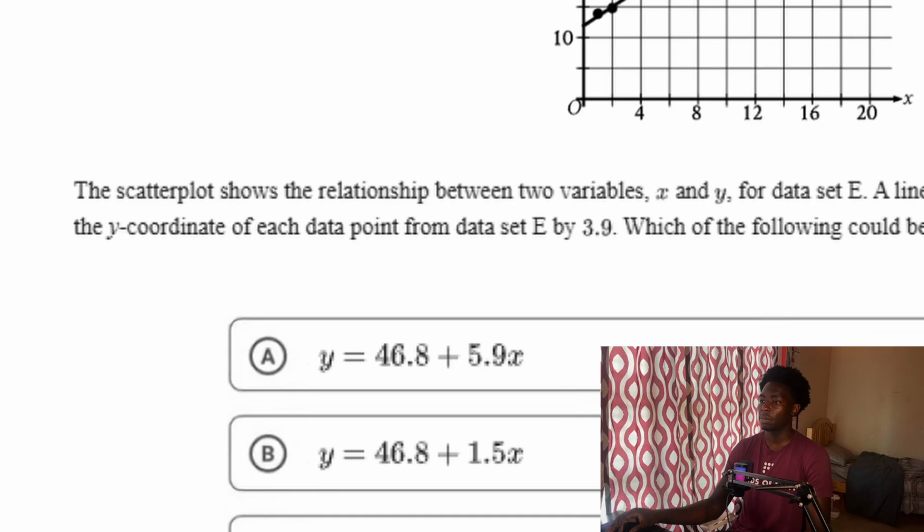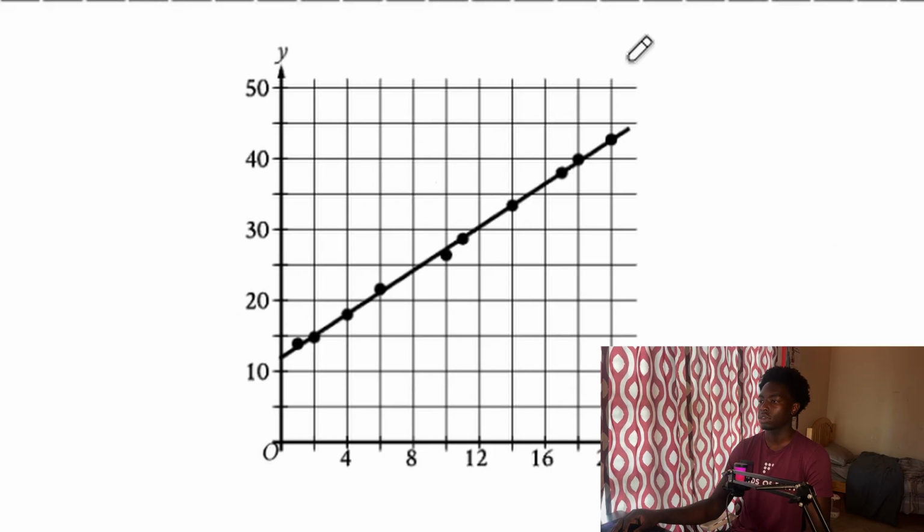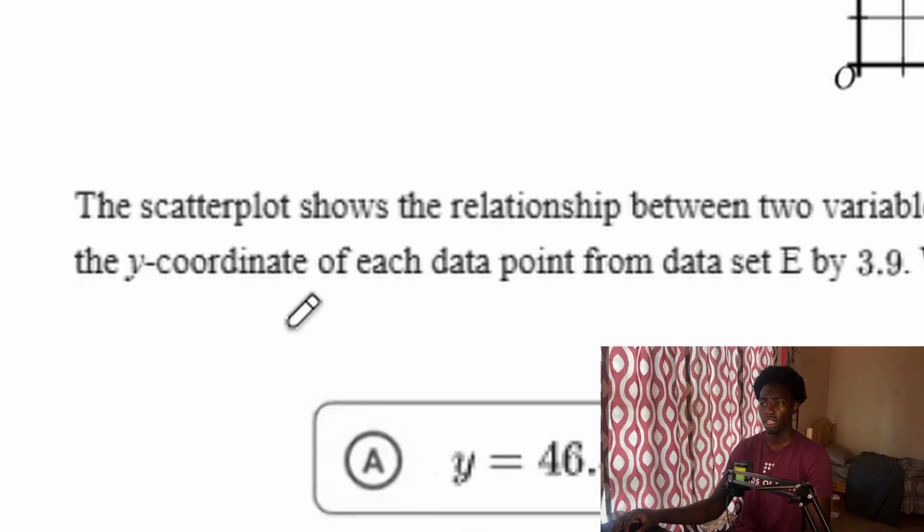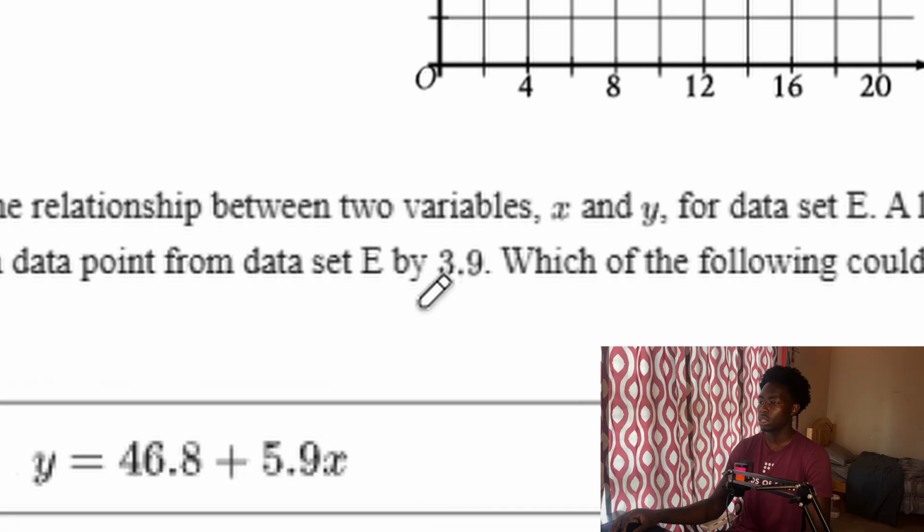So we're looking here at a scatter plot showing a relationship between 2 variables, x and y, for a given data set. We're also given a line of best fit on this graph. So we now know that data set F was created by multiplying the y coordinate of each data point from data set E by 3.9.